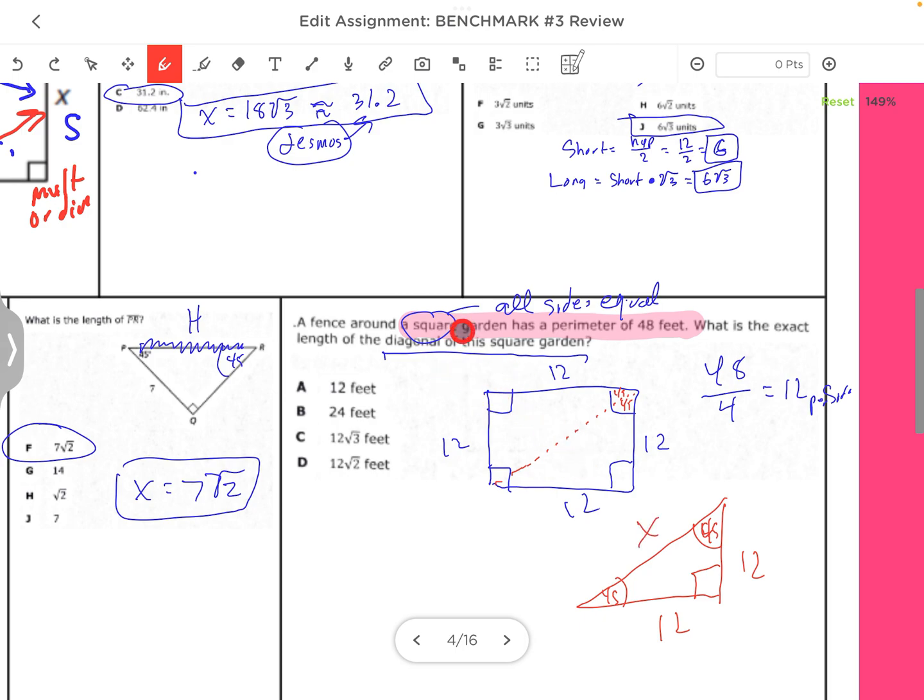Well, what did we say? If we have that length, we just multiply it times the square root of 2, right? So x equals 12 times the square root of 2. And so our answer is D. All right, so hopefully getting the even better hang of that one.